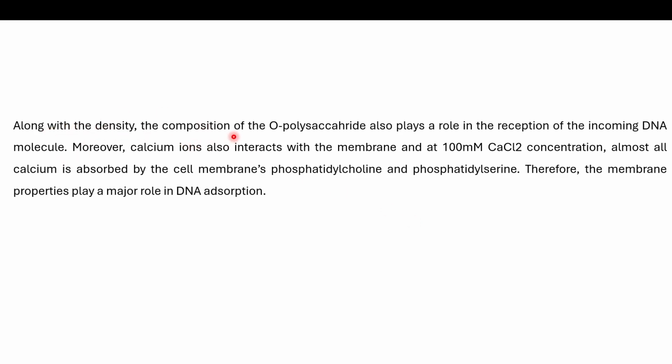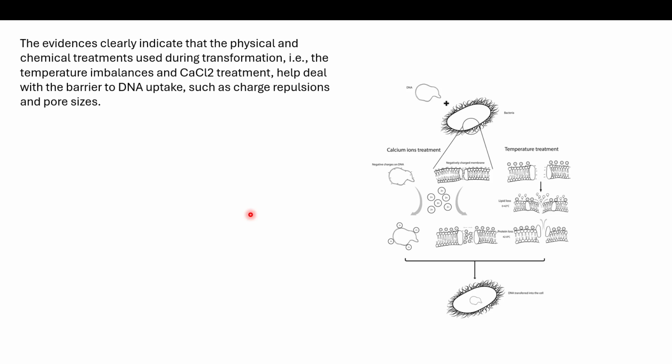Now, along with density, the composition of the polysaccharide we are talking about can also affect the intake of the foreign DNA. Calcium ions also interact with the membrane. We talked about it. This is the concentration that was seen, like 100 millimolar. Almost all calcium gets absorbed by the cell membranes. There are these two moieties present in the cell membrane, right? Phosphatidylcholine and phosphatidylserine. Therefore, the membrane properties can play a really important role in taking up the foreign DNA.